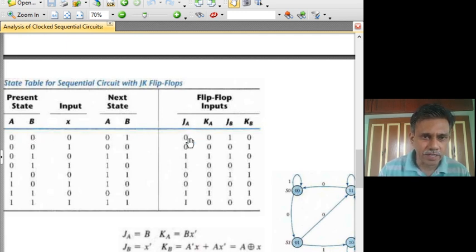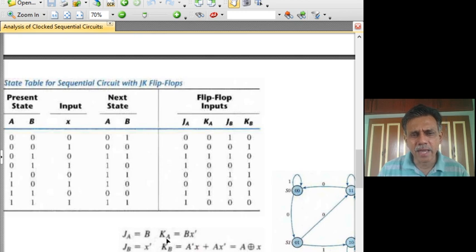So you look at JA. You have 0, 0, 1, 1, 0, 0, 1, 1. So it's just B. Now coming to KA. KA is nothing but B into X complement. So you have to find out for each value of B and X complement, and fill it here. A simple way in which we can do is as follows.